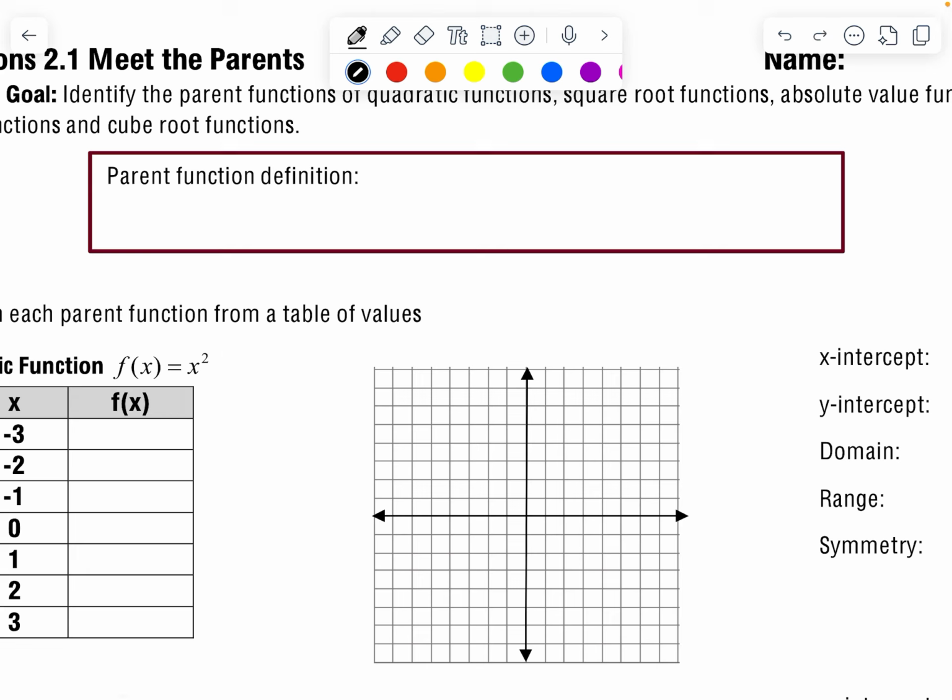It is, and we're going to fill in this definition right now, the simplest form of a family of functions. Simply put, no pun intended. Simplest form of a family of functions.